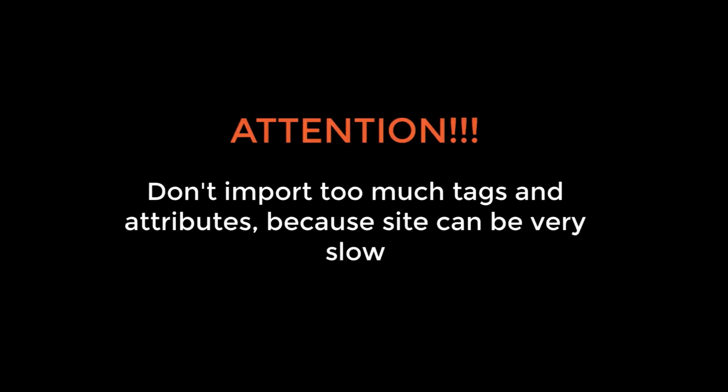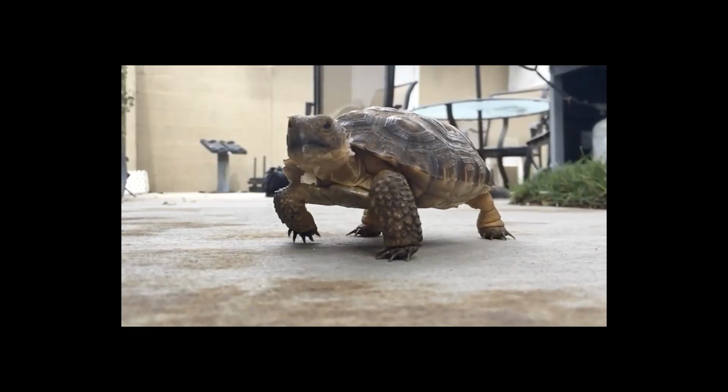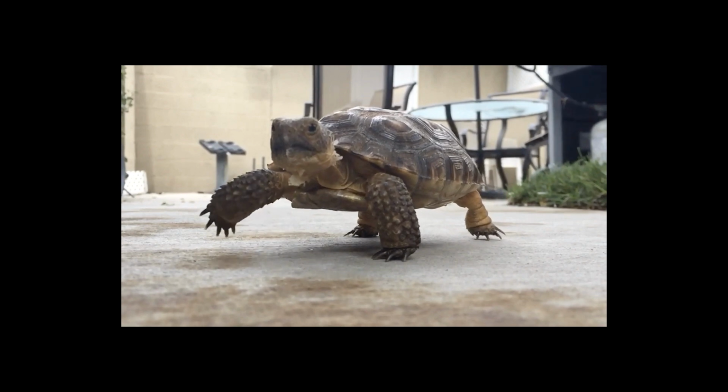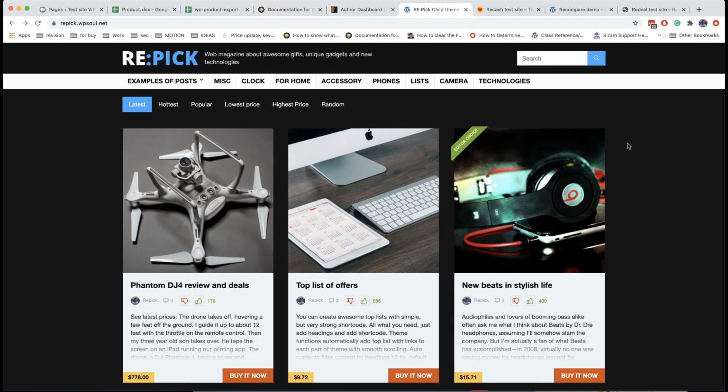Before we start our tutorial on how to make a mass import, I want to warn you about one common mistake which we see very often. Don't import too many tags, categories and attributes. WooCommerce can work fast with a big amount of products, but too many taxonomies make the site very slow.